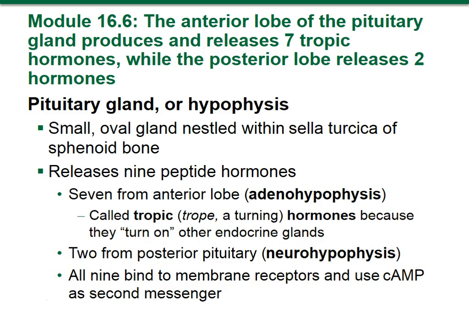Remember, we said there's 2 places you find receptors for hormones, either the plasma membrane or inside the cytoplasm or nucleus. All of the pituitary gland hormones bind to membrane receptors, and they use that cAMP chemical as the second messenger. So what that means is when they bind to the cell, the chemical cAMP inside is what then activates other enzymes to start operating. Okay, in a nutshell.